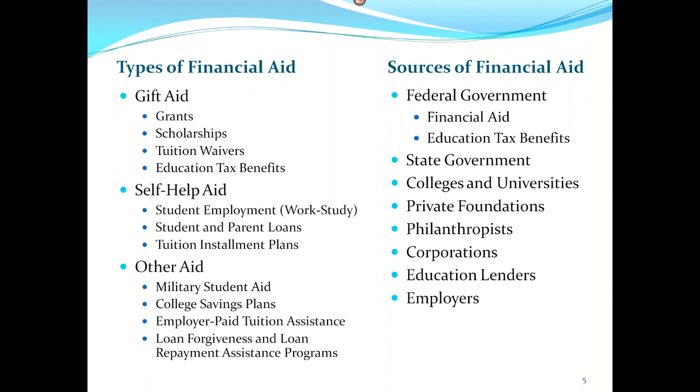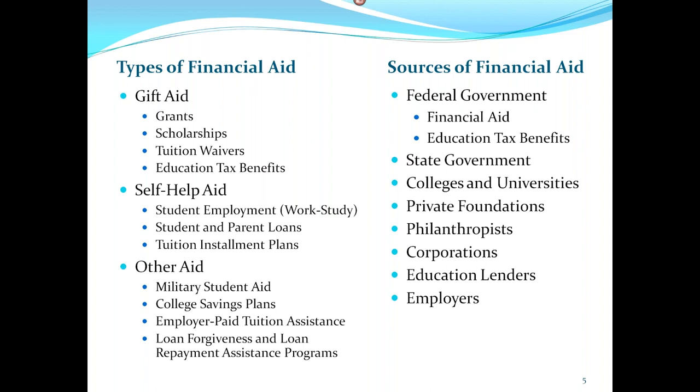Now, I'm going to discuss the major types of financial aid. They are gift aid and self-help aid. Gift aid is money like grants and scholarships and tuition waivers that does not need to be repaid. Self-help aid includes student employment and education loans, which do have to be repaid, usually with interest. And student employment can include federal work study or college work study, which is money that you earn.